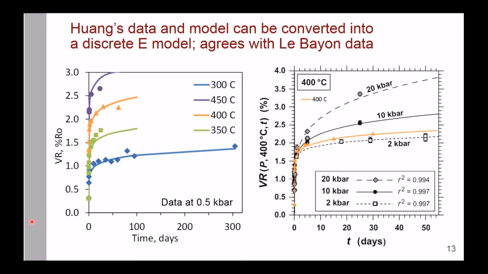You can take Huang's data and fit it to a discrete parallel reaction model, and I've done that, and that's shown on the left-hand side. Data at half of a kilobar at temperatures ranging from 300 to 450 degrees. And then if I take that parallel reaction model and compare it to the Bayon data, I find something that agrees a little bit better than EZR0, but it's similar. So I want to emphasize that qualitatively people are seeing pretty much the same thing. There are quantitative differences, but qualitatively it's all pretty clear.